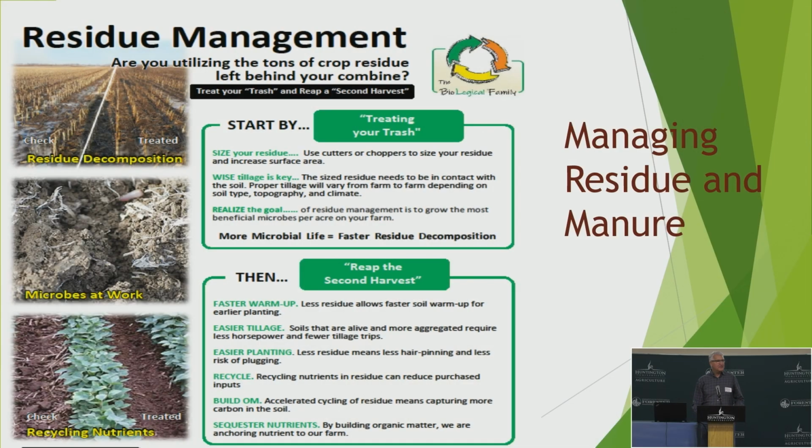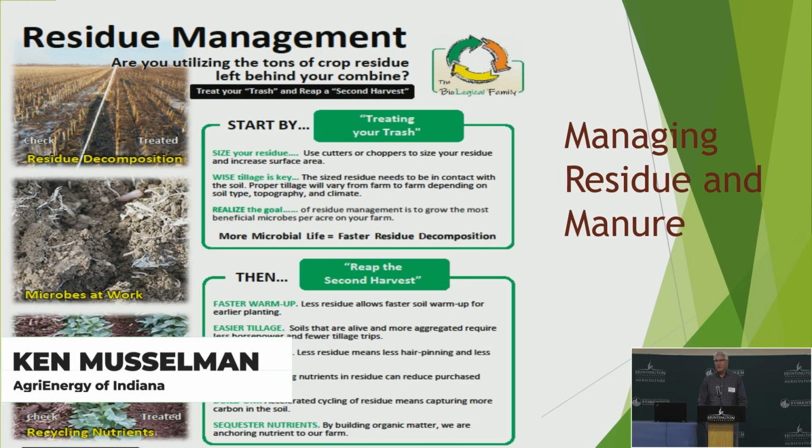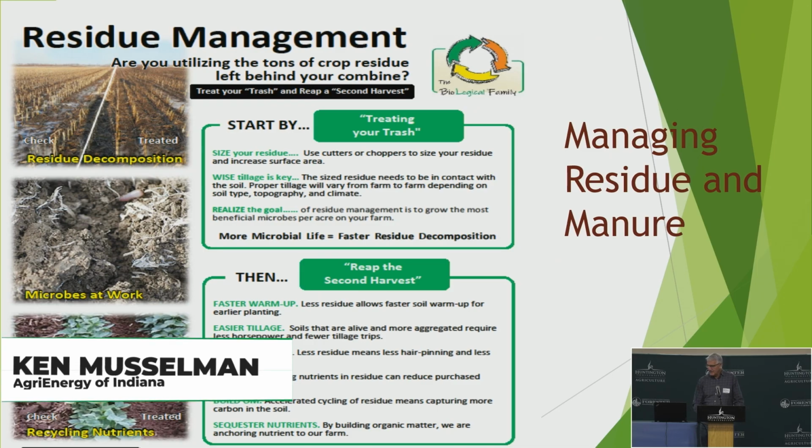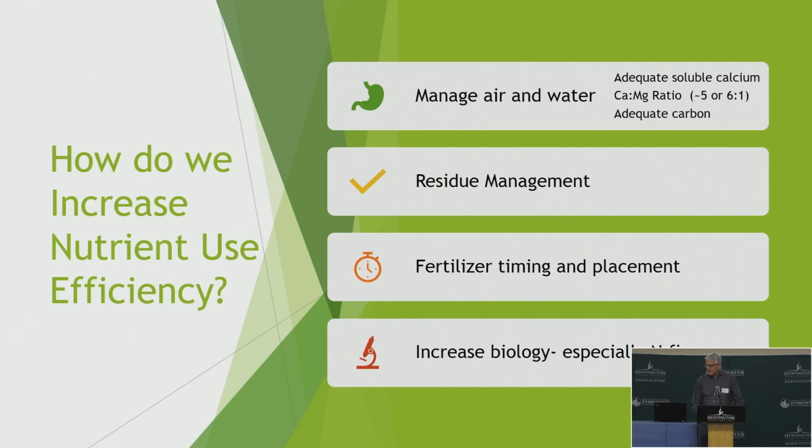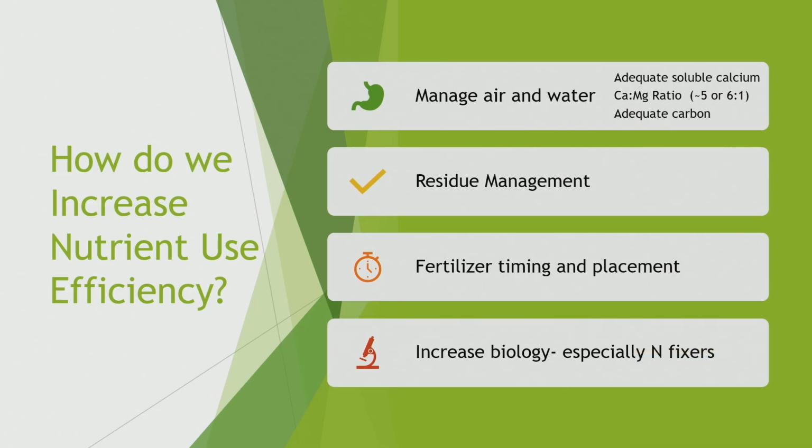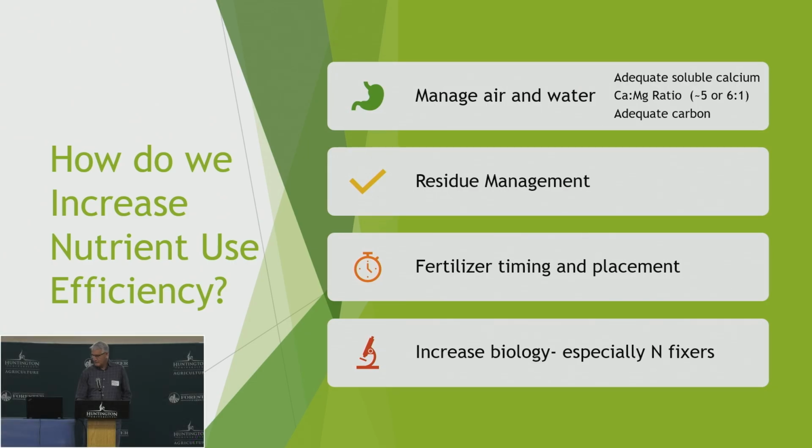So residue management, that's one of the keys to renewable farming or regenerative farming, in my opinion. So how do we increase nutrient use efficiency? You know, Clint hit this pretty good. Managing air and water is number one, absolutely number one. And I would say residue management's number two. And then fertilizer timing and placement.